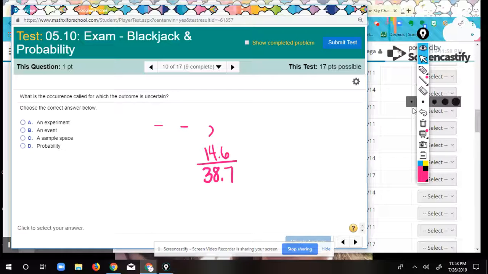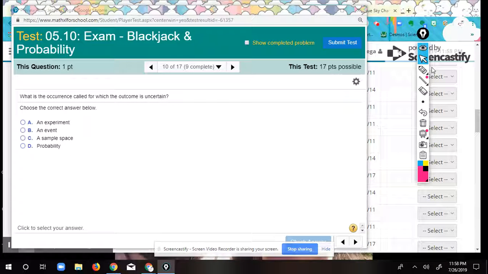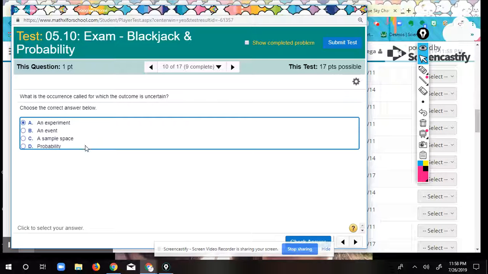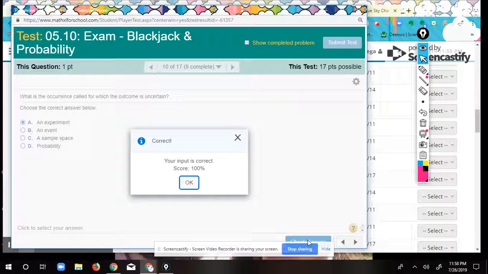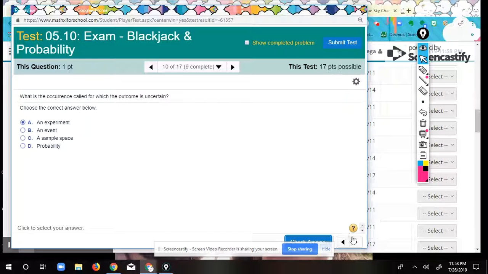Empirical probability is just a fancy way of saying decimal. So what is the occurrence called for which the outcome is uncertain? We would call that an experiment. Oh, I wonder if it's probability. Hold on, let's check. Oh, it is an experiment. So if we don't know the outcome, it's an experiment. That's what we would call it.